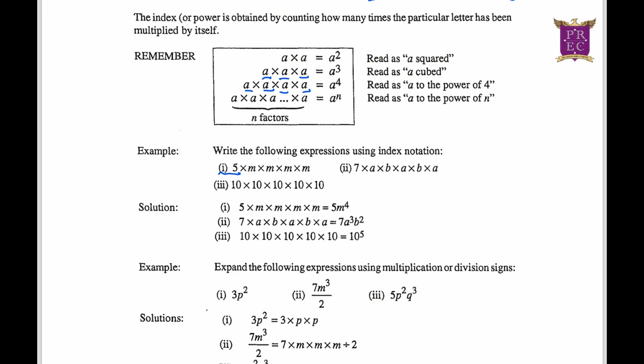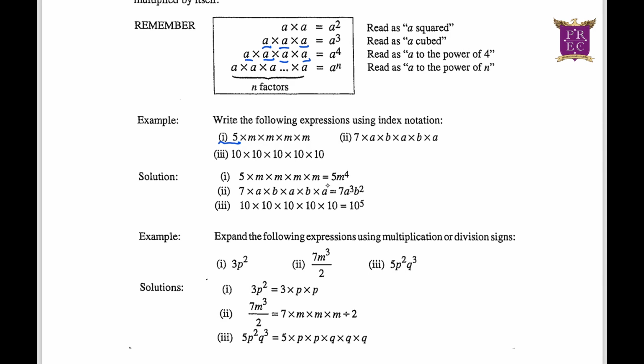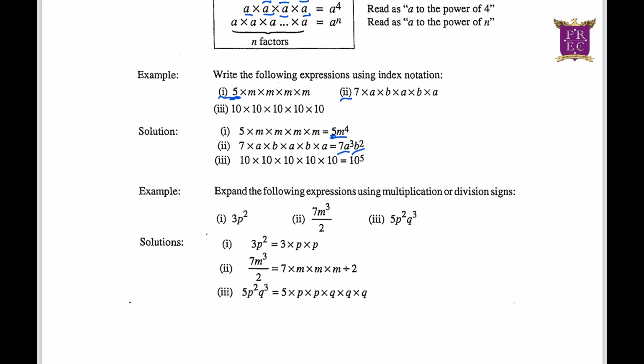To simplify that into index notation, we would simply write 5m to the power of 4. Keep in mind the 5 does not have an index since we only have one 5. Looking at the second one, we have 1, 2, 3 a's and 2 b's, so we write 7a cubed b squared as our answer. Finally, for this one, we have 5 10s, so we just write 10 to the power of 5.